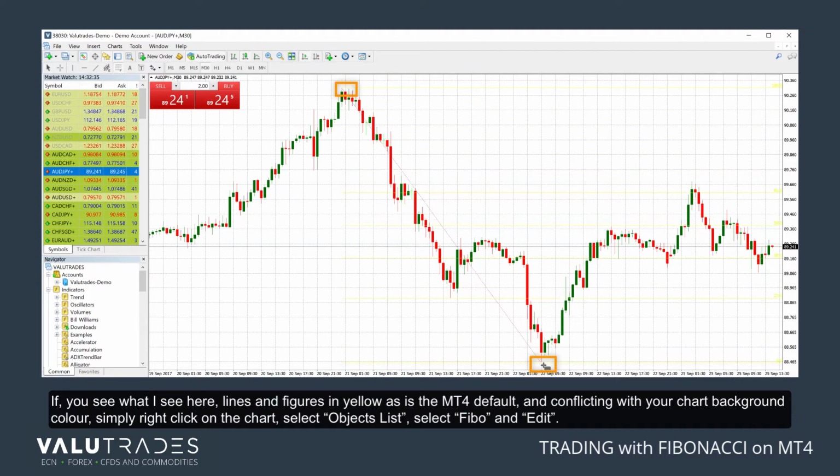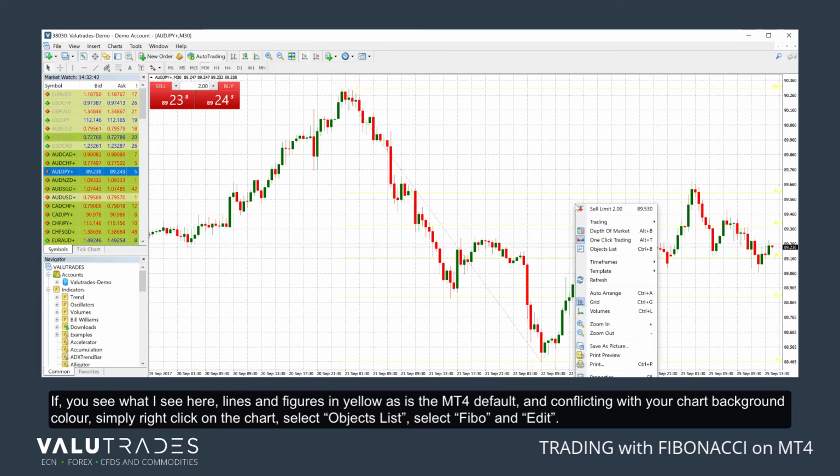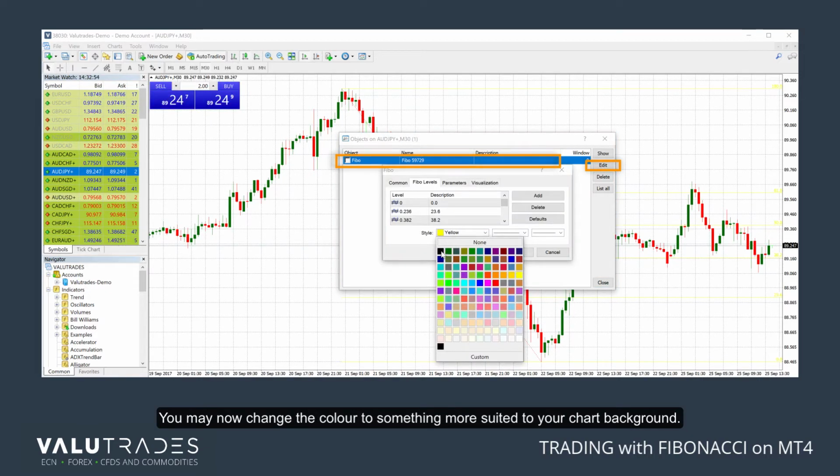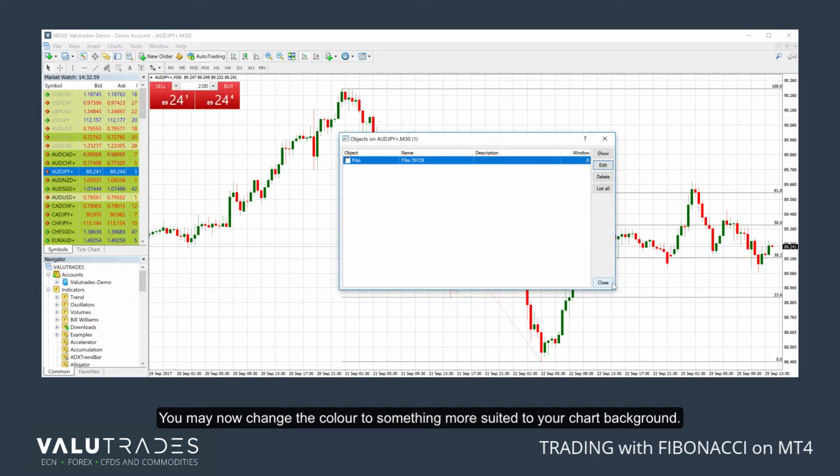If you see what I see here, lines and figures in yellow as is the MT4 default, and conflicting with your chart background color, simply right-click on the chart, select Objects List, select Fibo, and Edit. You may now change the color to something more suited to your chart background.